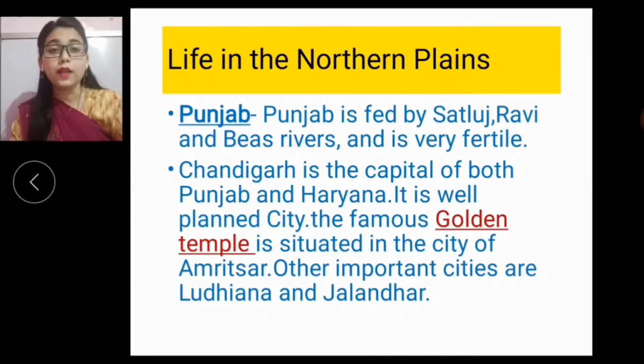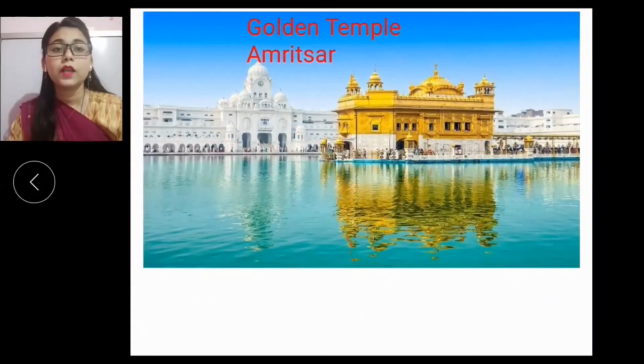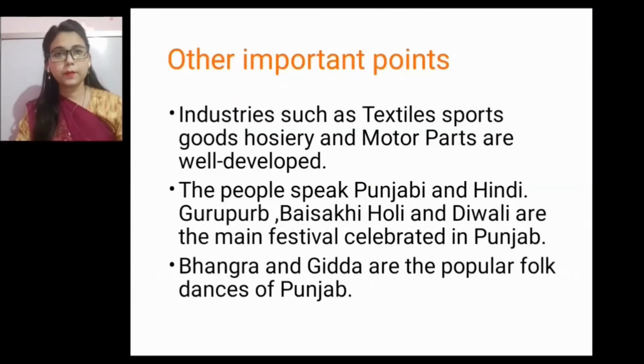Second point, Chandigarh is the capital of both Punjab and Haryana. It is a well-planned city. The famous Golden Temple is situated in the city of Amritsar. Other important cities are Ludhiana and Jalandhar. So here I want to show you the picture of the Golden Temple, Amritsar. Okay. Some important points about Punjab.